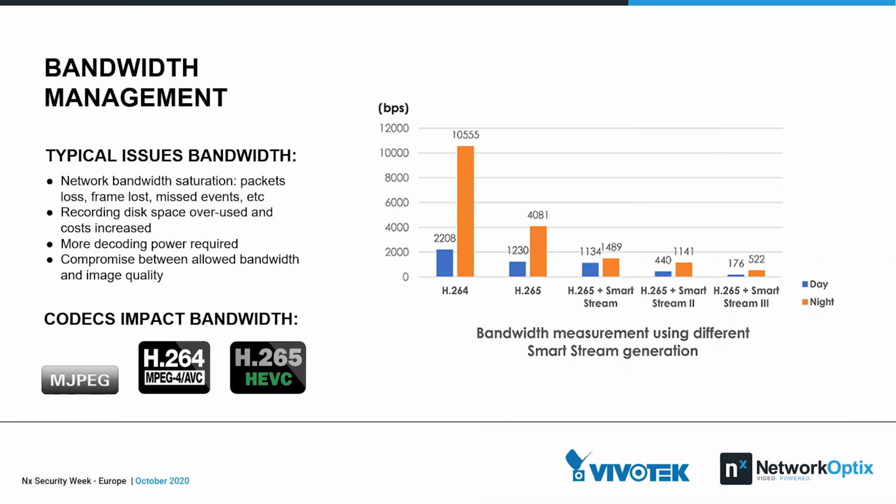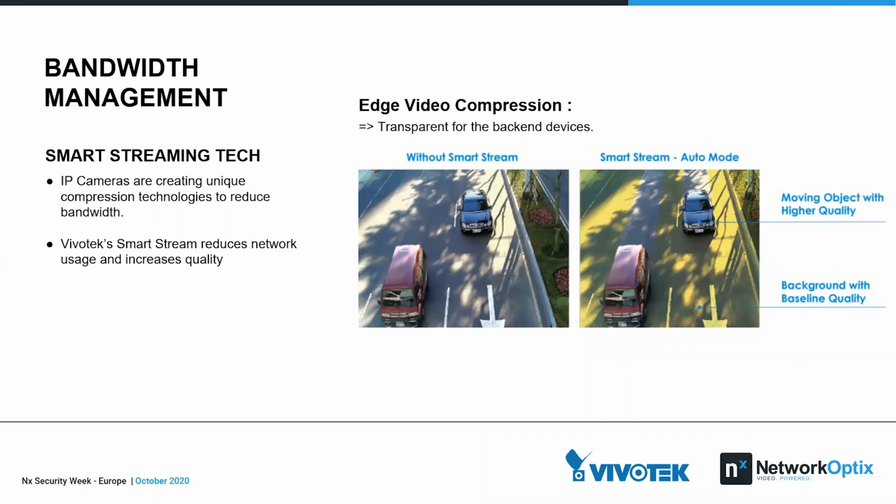So the more efficient the video codec, the better you manage the bandwidth. It's not so important for 2 megapixel cameras, for example, if you have only 1 or 2, but when you start to have a lot of cameras of very high resolution, if you save 50% of bandwidth, that's very important.